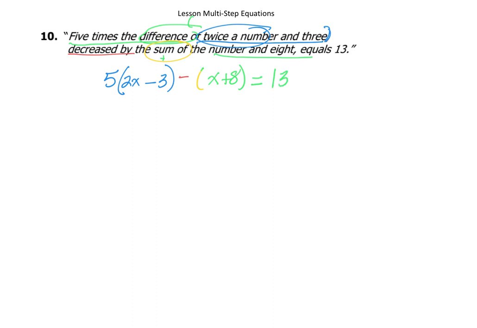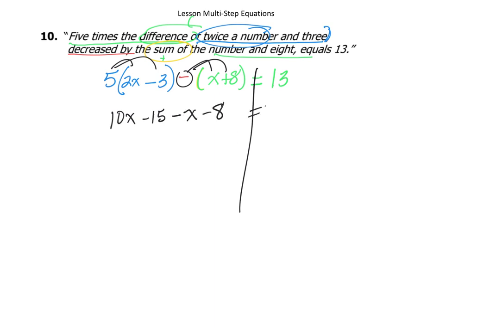Okay, we are ready to solve this problem. Working left to right like we always do. We're going to distribute our 5. 5 times 2x is 10x. Then we have 5 times negative 3 for negative 15. Stop multiplying the 5. We're going to pick up and multiply our negative 1 into the parentheses. So we have negative 1x minus 8, and this equals 13.